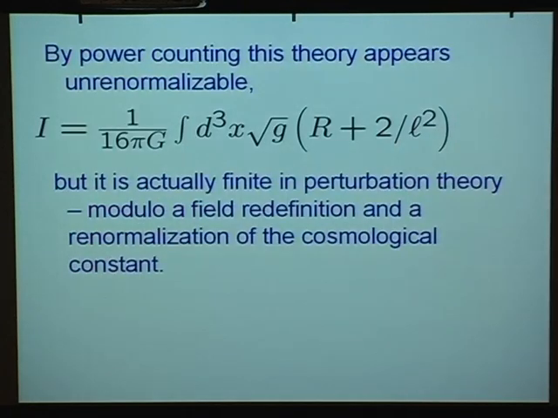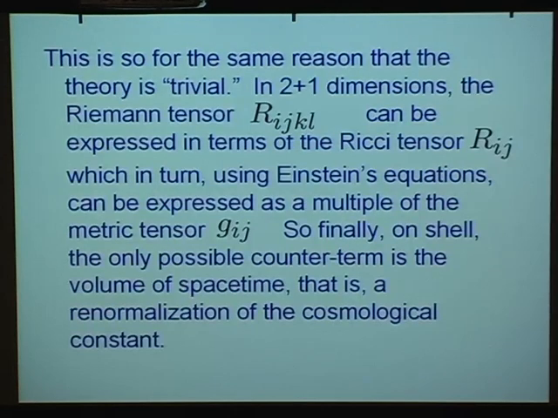Now, the first observation about the theory is that by power counting, it looks unrenormalizable, like gravity in 3 + 1 dimensions, because G has dimensions of length. But that's actually wrong. The theory is actually finite in perturbation theory, modulo a field redefinition and a renormalization of the cosmological constant. That's so for the same reason that the theory is trivial. You can't both claim that it's trivial and that it's unrenormalizable. There's a conflict.